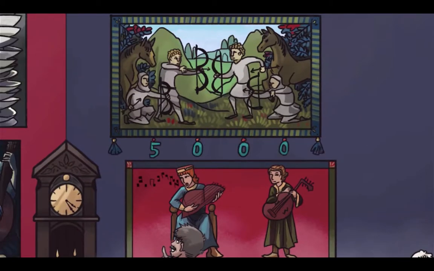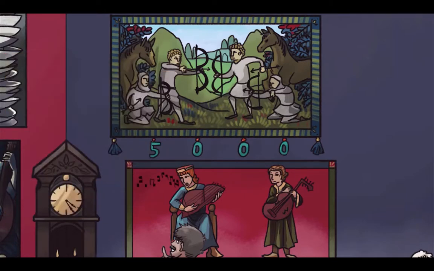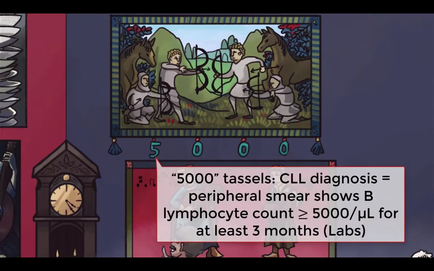Alright, lab time. One of the first tests you should order for a patient with suspected leukemia is a CBC with differential. In the case of CLL, expect to see an elevated white blood cell count. Makes sense. We've got a plethora of mature yet inept monoclonal B cells filling the serum. So, with that in mind, check out the differential, where you'll find a predominance of lymphocytes specifically. The diagnosis of CLL requires a B lymphocyte count in the peripheral blood greater than or equal to 5,000 per microliter for at least 3 months.